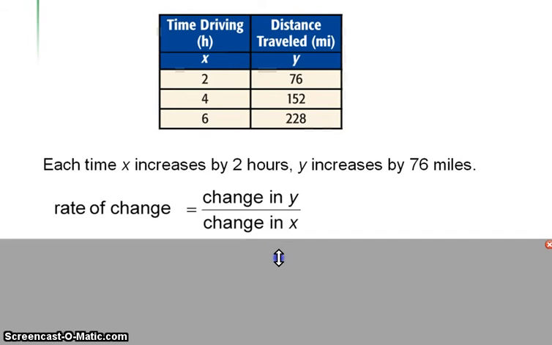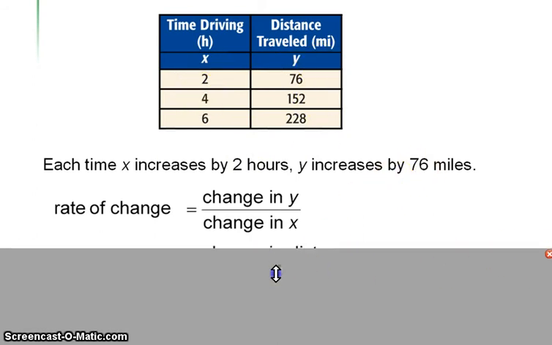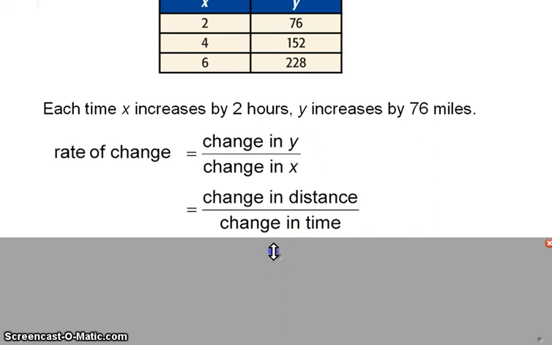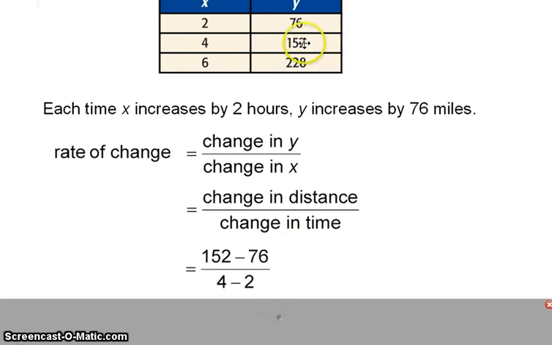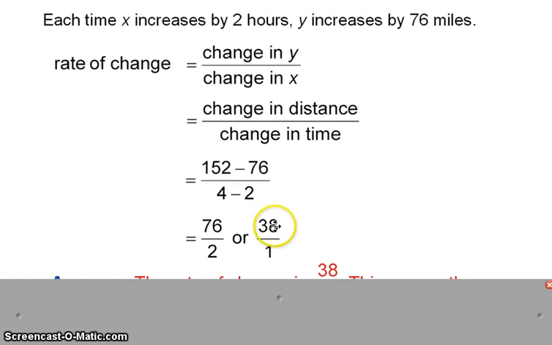Well, let's start by looking at our formula. Change in y over our change in x. So what you need to do is look at your changes in each piece. It says each time x increases by 2 hours, y increases by 76 miles. So we're comparing the change in distance over the change in time. You can pick two values from your chart, and they used 152 and 76. So we're going to find the change from 152 to 76. Then we're going to do it with our x values, the change from 4 to 2. So 152 minus 76 and 4 minus 2 gives you 76 over 2, or when you reduce it, 38 over 1.